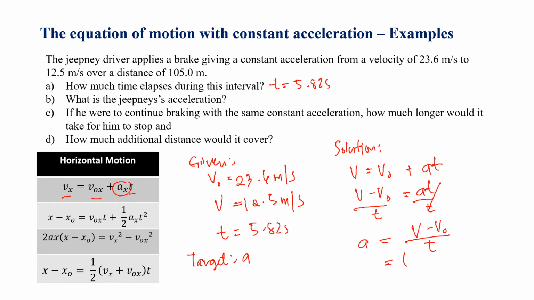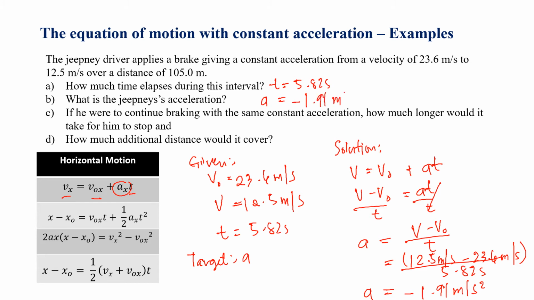This is equal to 12.5 meters per second minus 23.6 meters per second divided by 5.82 seconds. We have an acceleration equal to negative 1.91 meters per second squared. Our acceleration is equal to, again, negative 1.91 meters per second squared.